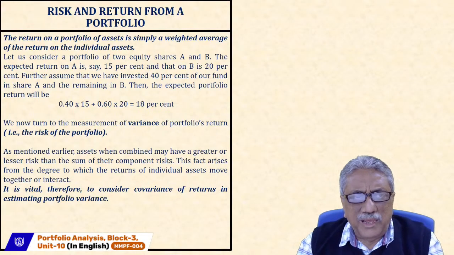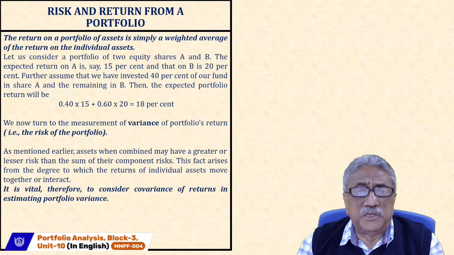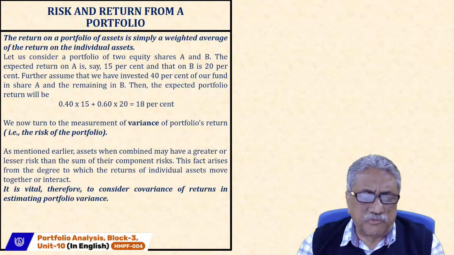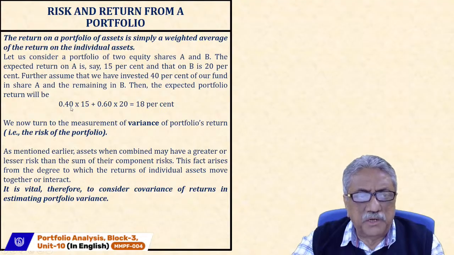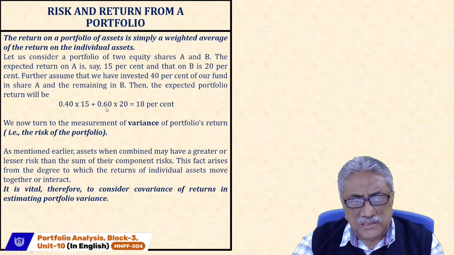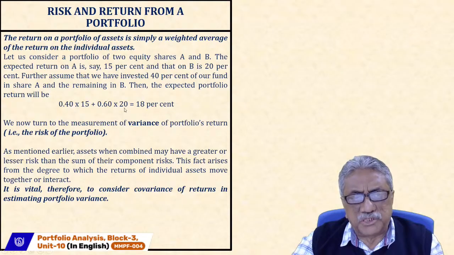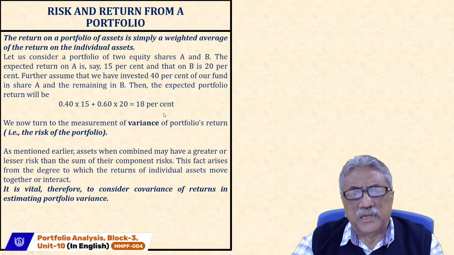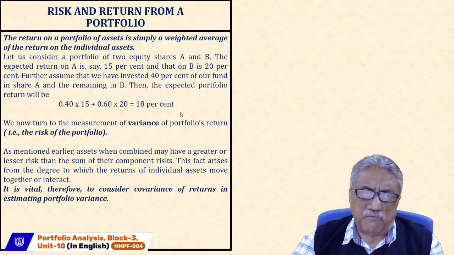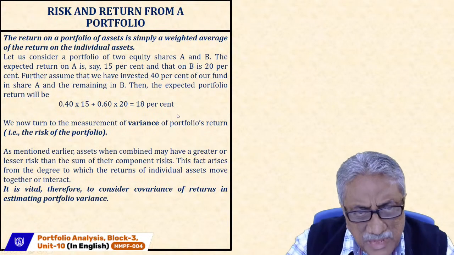Here is a simple example. A gives 13% return, B gives 20% return. I have invested 40% of our fund in A and the remaining 60% in B. So 40% will give me a return of 15% and 60% will give me a return of 20%. If I add it up, I'll get an 18% return if everything works out as per my estimation.